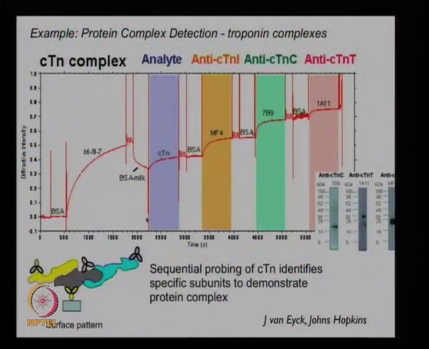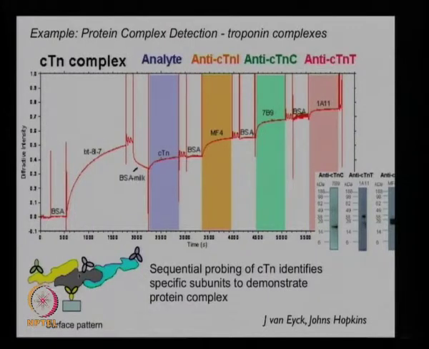Here's an example of troponin detection. The interesting thing here is being able to detect a complex system. This is the work of Professor Jenny Van Eyck at Johns Hopkins, again using the commercial instrument. On the surface you put down the antibody, the anti-troponin. Troponin is a complex that has three parts, and you can identify whether all three parts are present, or in what amount, by putting down an antibody for each of the parts of troponin and measuring the response.